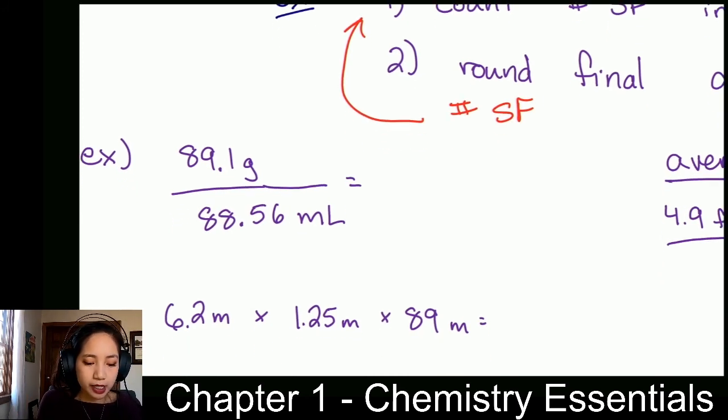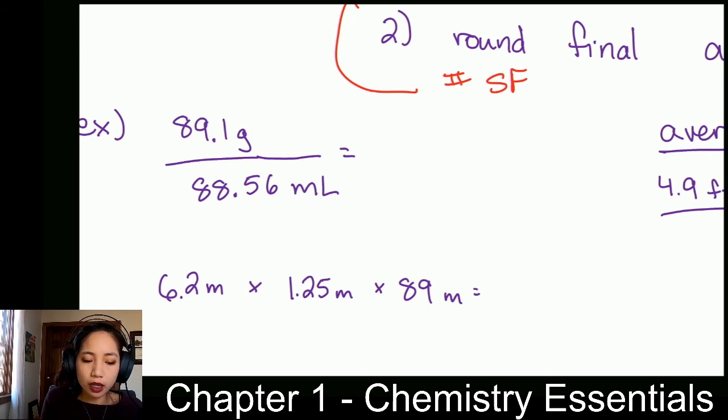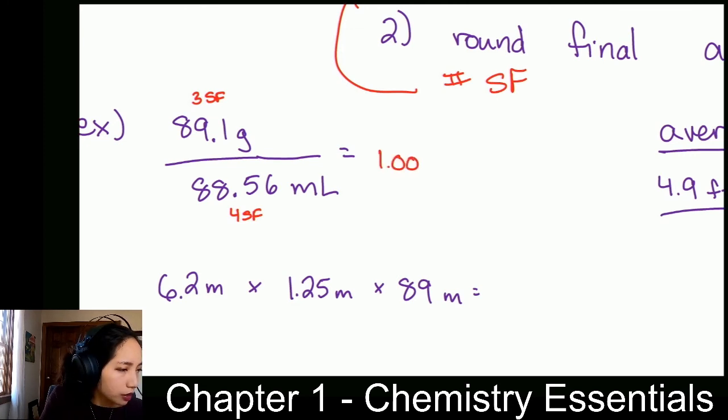So some examples. So here's just a straightforward division problem. So usually what I do in problems like this is I'll just write how many sig figs each input value has. So 89.1 has 3 sig figs, 88.56 has 4 sig figs. All right, and so if you put that into your calculator, you get 1.00609, and the unit there is grams per milliliter because we want to keep those units, right?